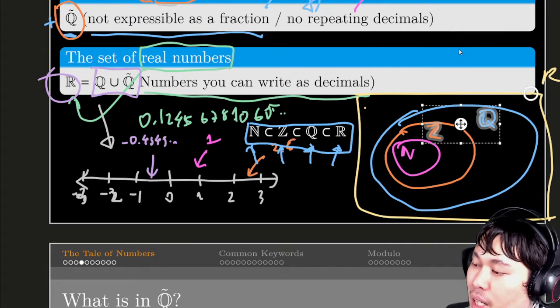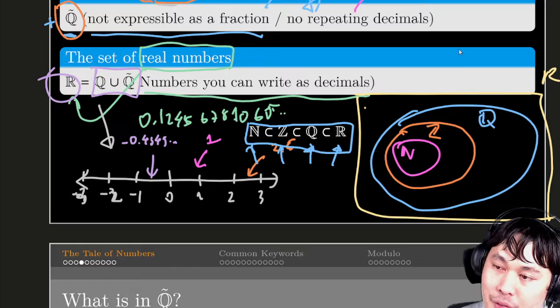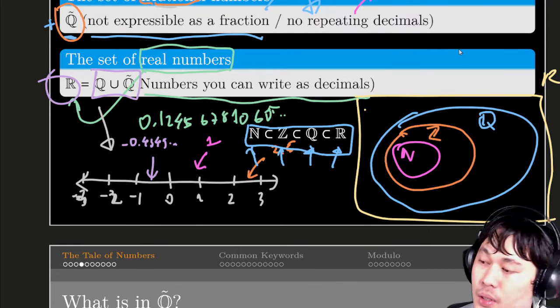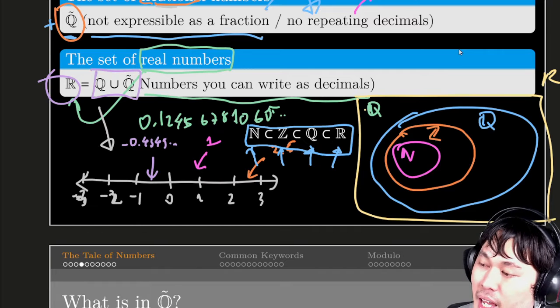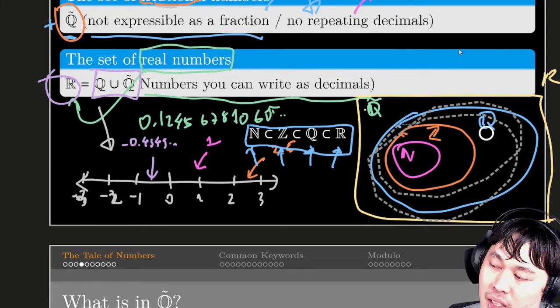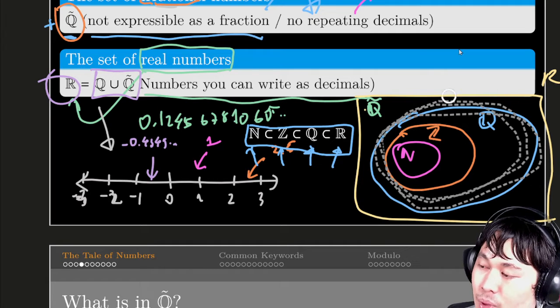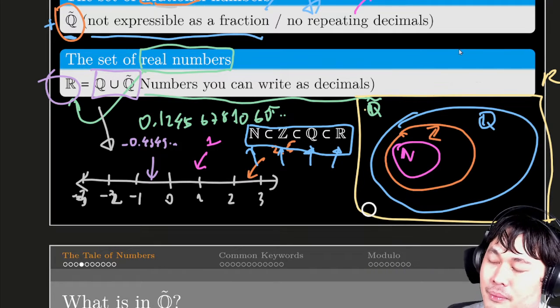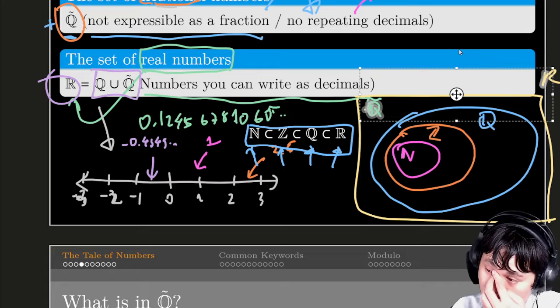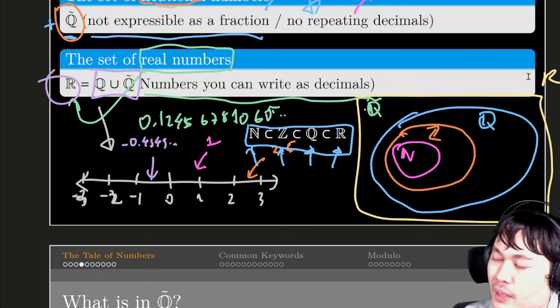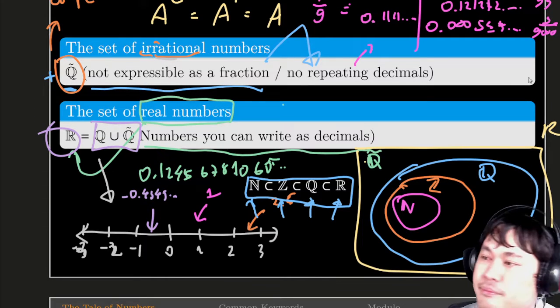Now we have the irrational numbers, the complement of Q, which can just be placed there. It's not in this blue ellipse, it's outside that, but it's still in the real numbers, so it belongs there. And that's the image we have.